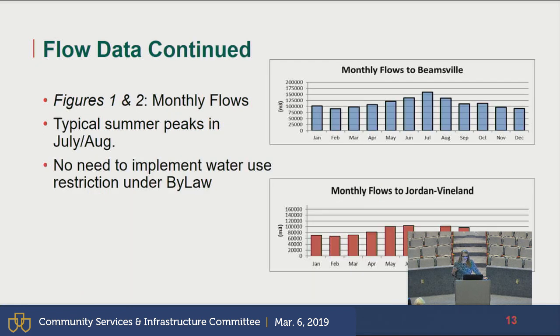Then just expanding on it and breaking it down as to what we see within the trend. So looking at monthly flows, as would be expected, you expect July peaks within the Beamsville area. Jordan, we actually had a bit of a dip in July and then an increase in June and August. We didn't have the need to implement our water use restriction bylaw because we were well within our available flows. So we didn't put any limitations on watering of lawns or gardens or anything of the such.